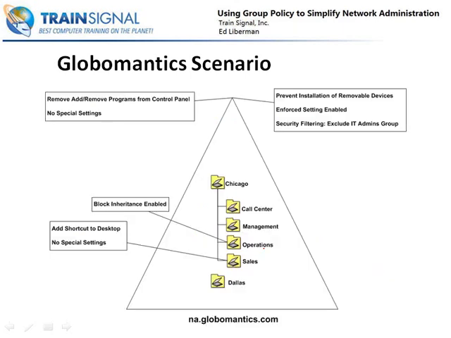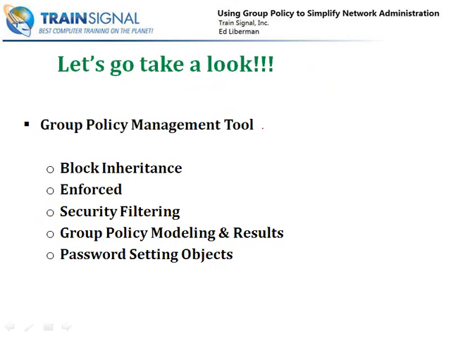So this is the complete scenario as far as group policy objects are concerned. Now, we've already started this process, right? We've already created this GPO and linked it to the domain. We've already created this GPO and linked it to the sales OU. So what do we need to do? Well, we need to block inheritance on the operations OU, we need to set up the enforced setting on this particular GPO, and we have to implement security filtering. So those 3 things we have to do, plus the password settings object. So let's go look at how to do that right now.